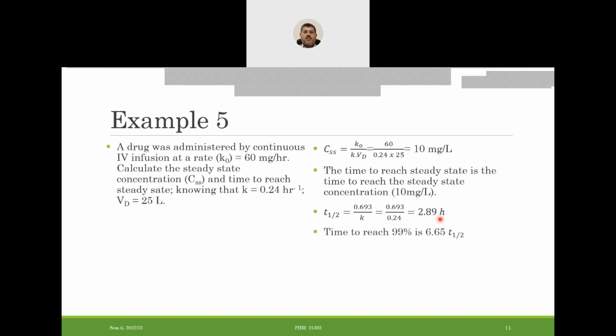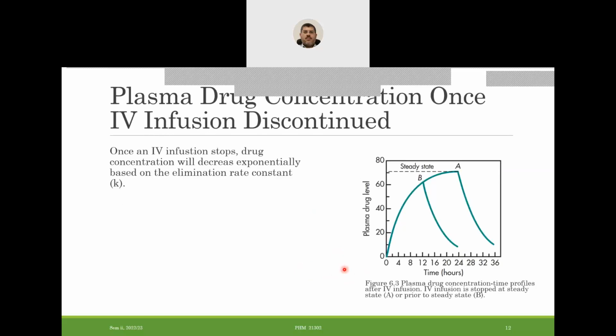So you can multiply the T half by, for example here, 6.65 to reach 99% of the steady state concentration. I multiply by the half-life, equal to 19 hours. Okay, so after 19 hours we reach the steady state concentration.